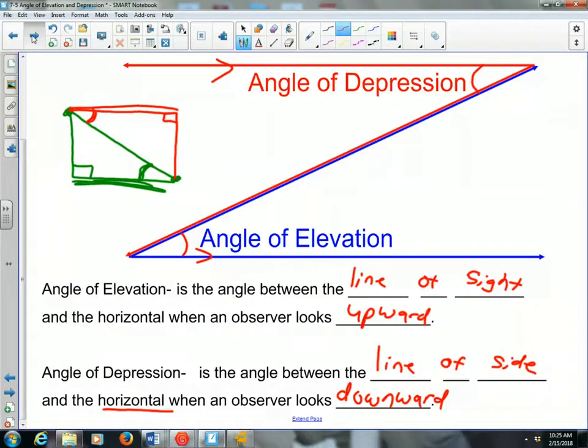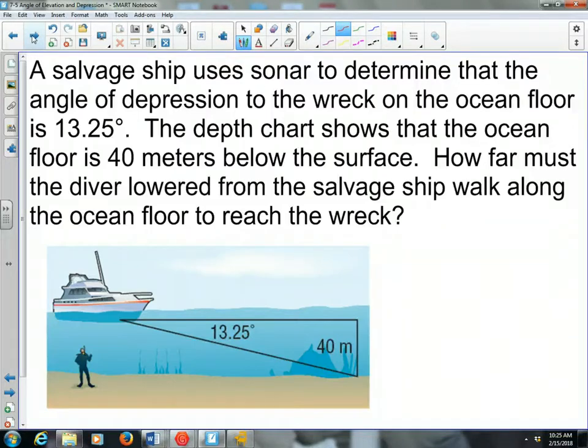All right. Knowing that, let's talk about some word problems that we could solve using trig. It says a salvage ship uses sonar to determine that the angle of depression to the wreck on the floor is 13.25 degrees. The depth chart shows that the ocean floor is 40 meters below the surface. How far must the diver lowered from the salvage ship walk along the ocean floor to reach the wreck?